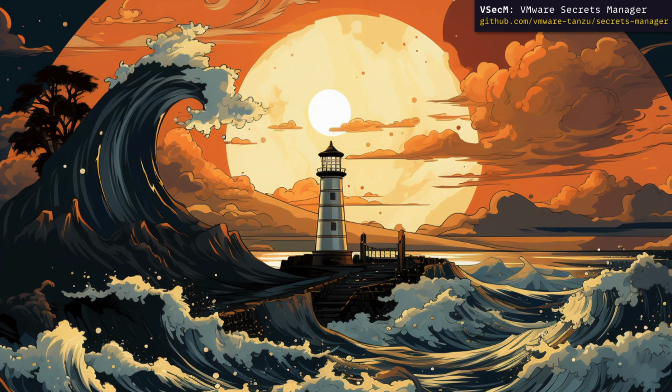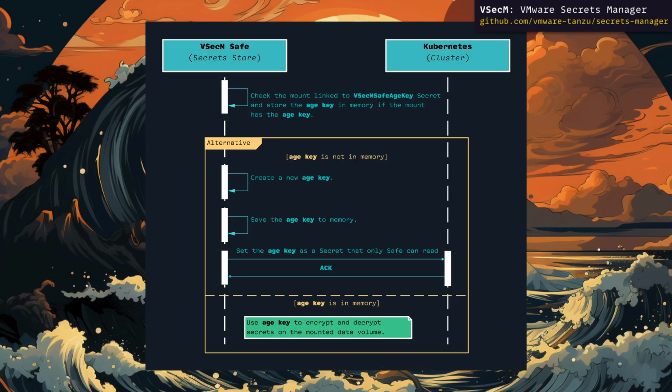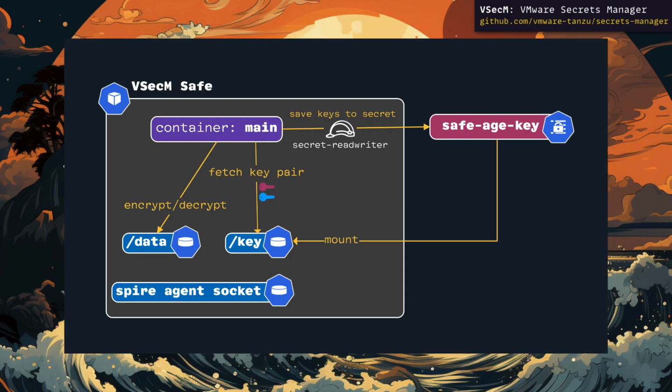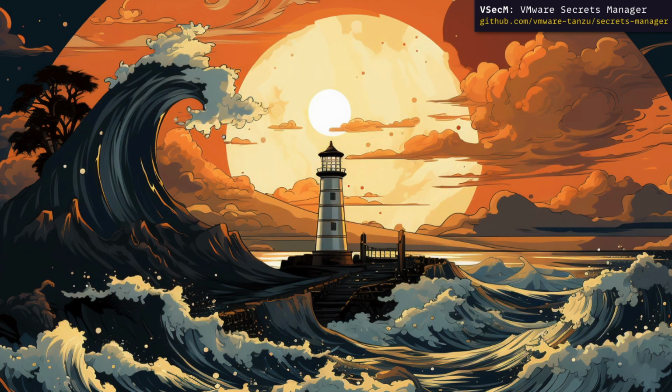I won't go into too much detail, but I'll just put this diagram here for reference. VSecM Safe has a bootstrapping workflow that stores its encryption master keys to a well-guarded Kubernetes secret. This way, if VSecM Safe crashes or gets evicted, it can restore its secrets from an encrypted backup store. We also have plans to use a cloud KMS or an HSM for the backing store so that we won't have to rely on Kubernetes secrets even when we know that the secret is well guarded, secured by tight RBAC, and can only be used by VSecM Safe.